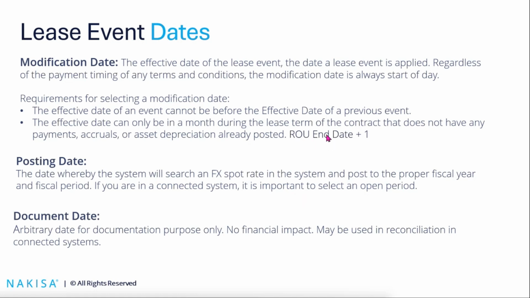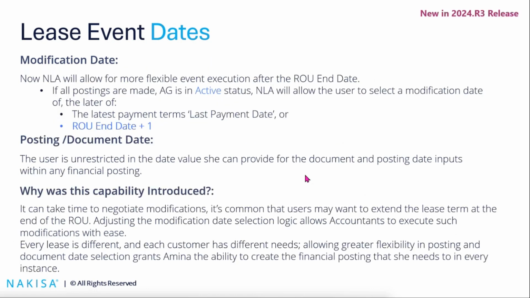So what the ROU end date +1 meant here, actually, is going to be on the next slide. Now in our next release for 2024 R3, there is a new capability that has been introduced, which is that the NLA will now allow more flexible event execution after the ROU end date. So what does that mean?